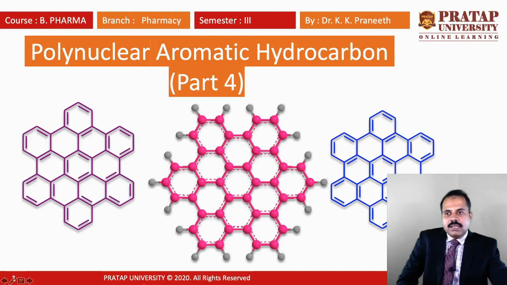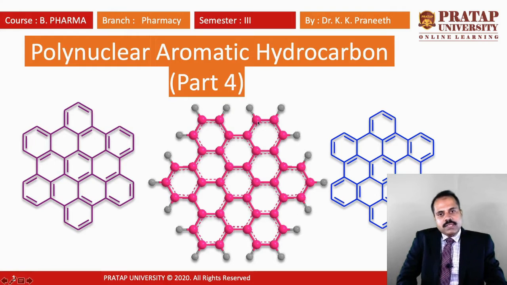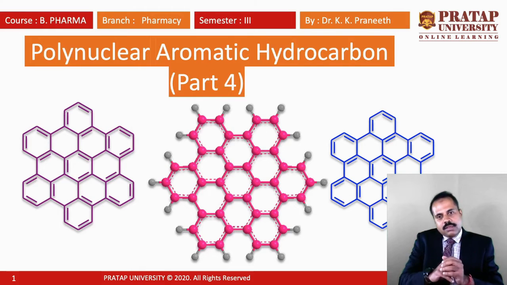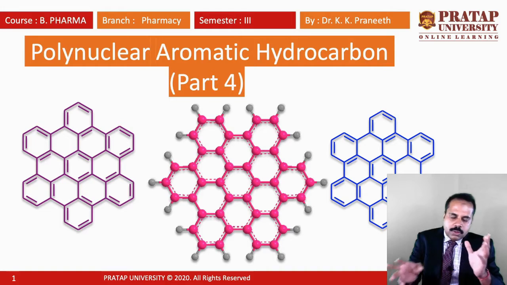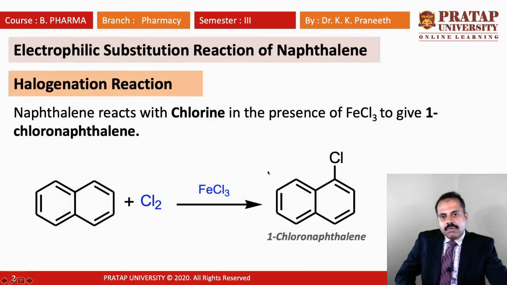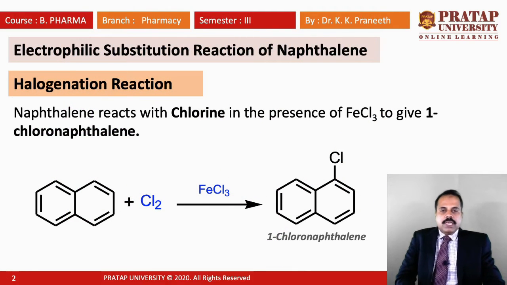So today we will see about the polynuclear aromatic hydrocarbons, part 4 of this topic. We have already seen what polyaromatic hydrocarbons are and their structures. We have seen naphthalene, anthracene, phenanthrene, and how to prepare them. What are the reactions? Today we will dig deeper into this topic and see the reactions of naphthalene, especially the electrophilic substitution reaction of naphthalene.